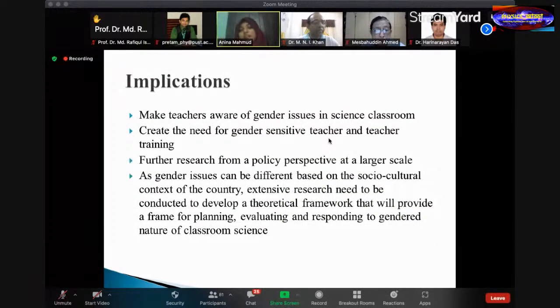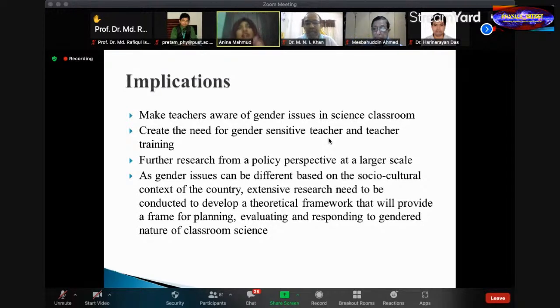Implication of this study. We saw that in this study, teachers are not aware that gender influences their practice. However, from this study, we can see that gender issues do influence science classroom practices, and this will create an opportunity for teachers to be aware of this issue and be able to plan something to address it, and create gender sensitive teaching and teacher training.